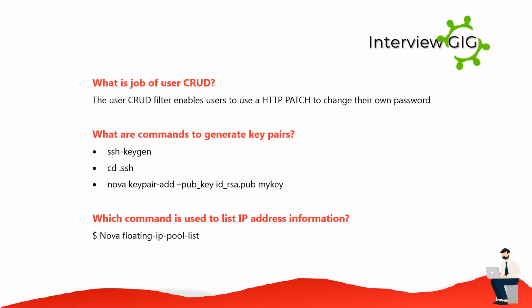What are the commands to generate key pairs? ssh-keygen, cd .ssh, nova keypair-add --pub_key id_rsa.pub mykey. Which command is used to list IP address information? $ nova floating-ip-pool-list.